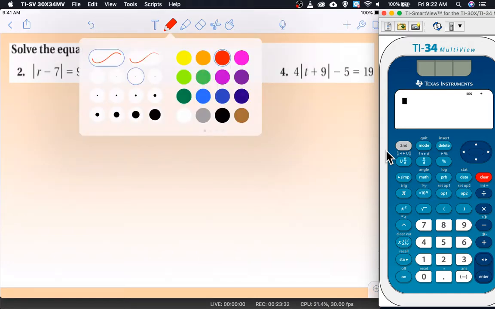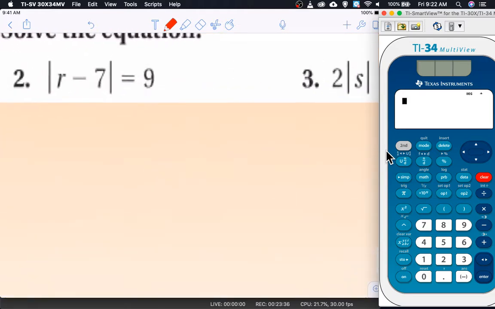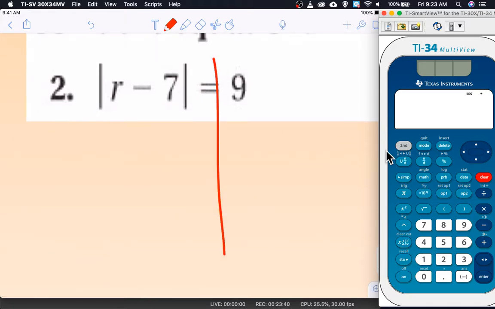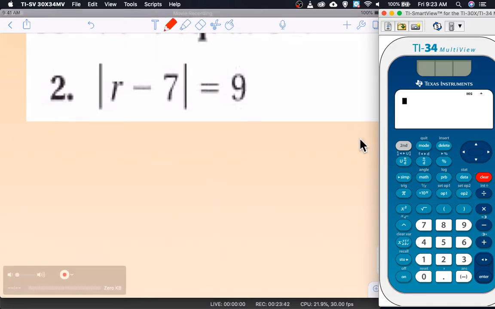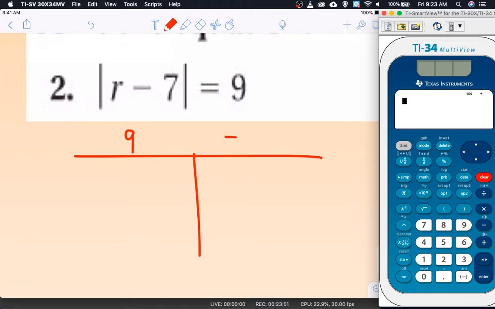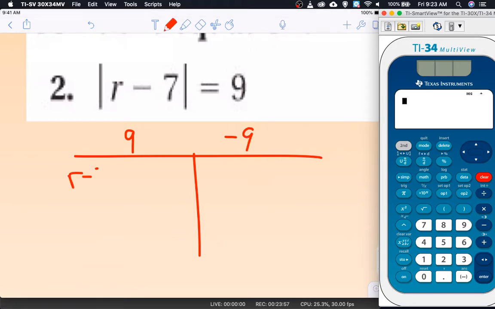All right, I'm gonna make my marker a little smaller and zoom in. Let's see. There we go. So let's see here. This one, actually, I don't need to get rid of the stuff on the outside. There's no things on the outside. So this one, I'm going to start right away by setting the stuff equal to a +9 and a -9. A positive of this number and a negative of this number. So r minus 7 equals a +9, and r minus 7 equals a -9.